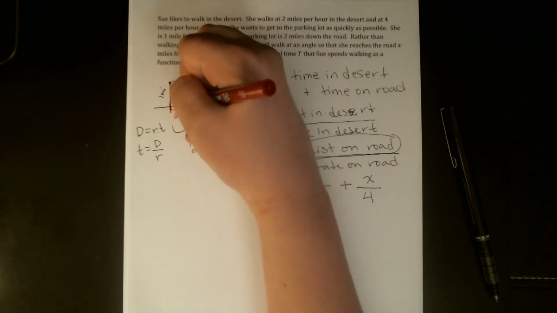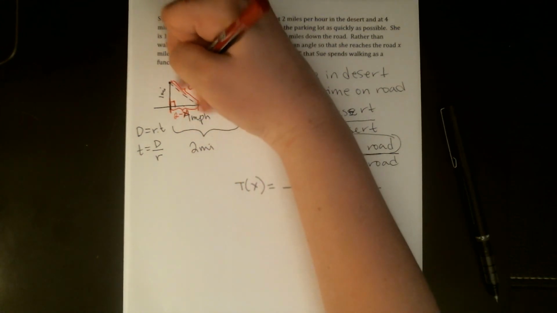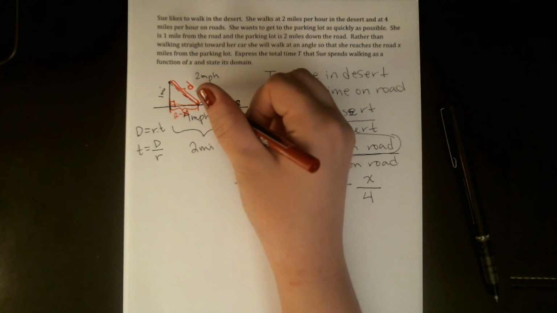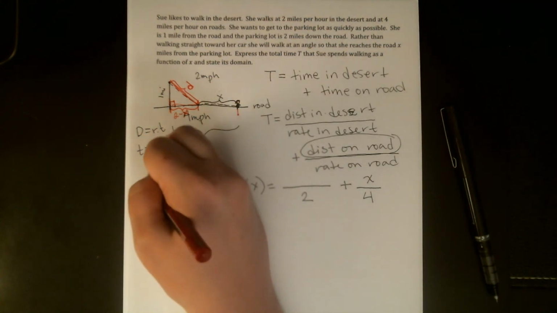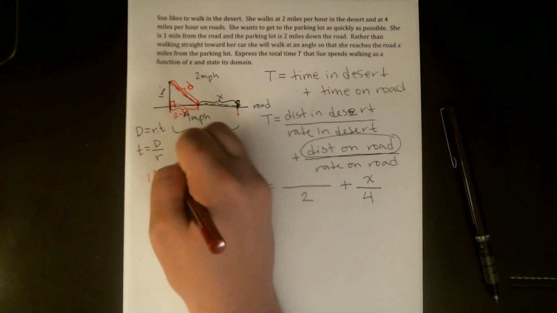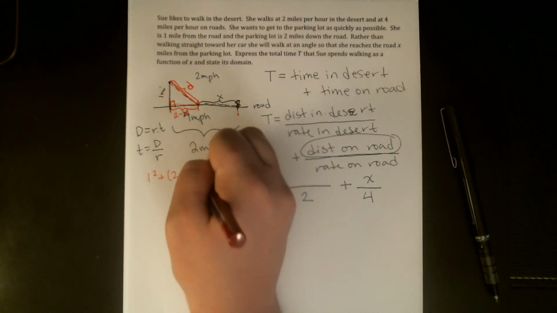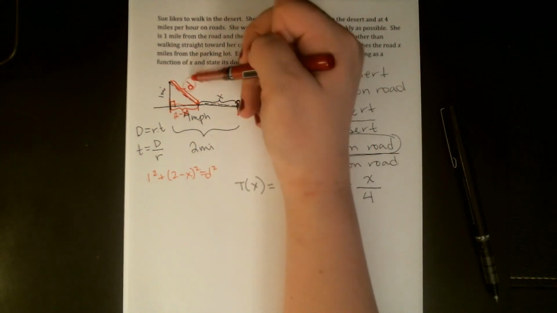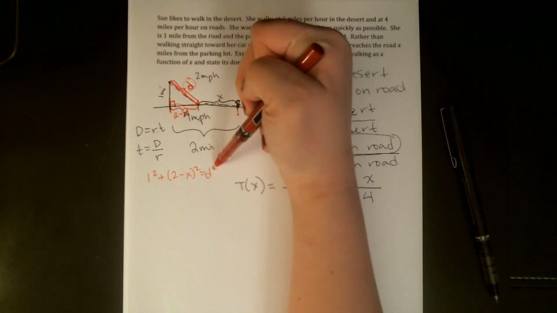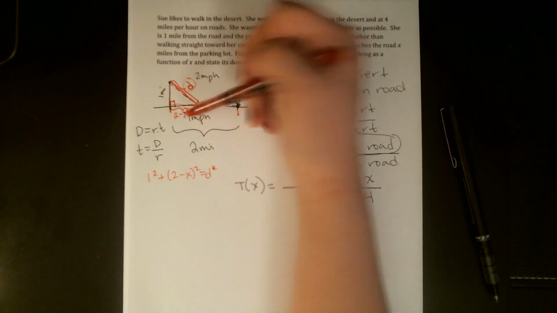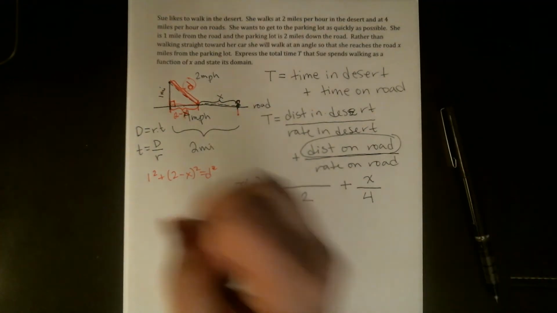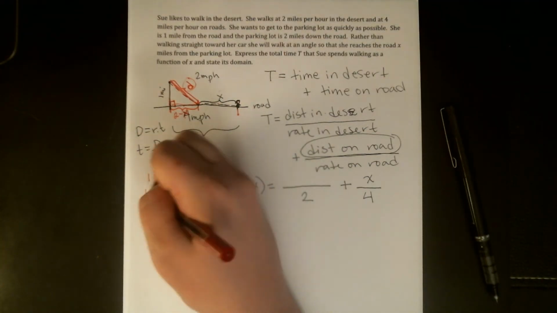So it turns out that if we want to get D, we have to use this triangle right here, and we'll need a Pythagorean theorem. So I have 1 squared plus a (2 minus x) squared is equal to D squared. So again, Pythagorean theorem says hypotenuse squared is equal to side length squared plus side length squared. And we're looking for D, not D squared, so we can just square root both sides.